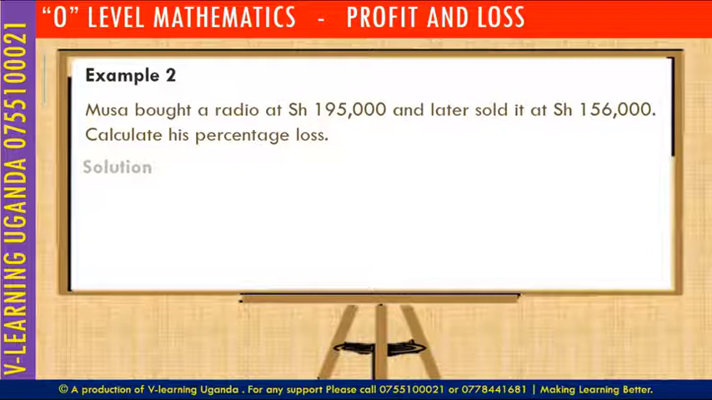This case requires percentage loss, and percentage loss is a percentage of the cost price. Do we have the cost price? We have. Then we're looking at loss. Do you have the loss? No, but we can get it, because we have what Musa used to buy and what he sold it at. So we have 195,000 shillings as the buying price or cost price, and 156,000 shillings as the selling price. So he really made a loss.